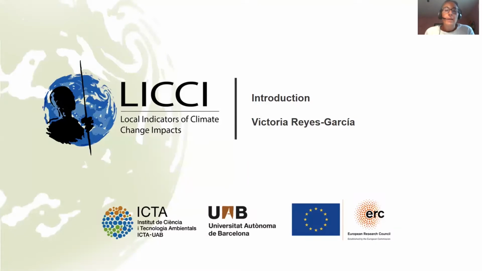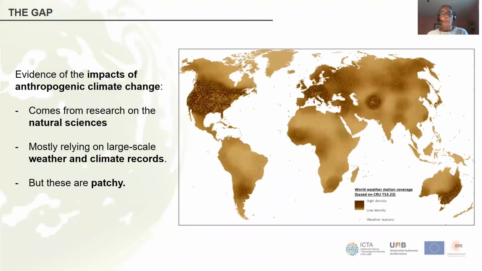So let me start by giving you a very brief introduction, and hopefully if you have read some of the material, some of this will be redundant, and if not, hopefully it will give a clear view of why we are doing this work. The idea behind this project is that there is big evidence that there are impacts of climate change, but this evidence mostly comes from the natural sciences, and relies mostly on weather and climate records.